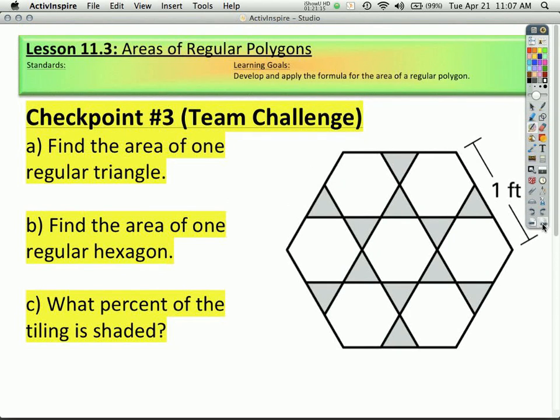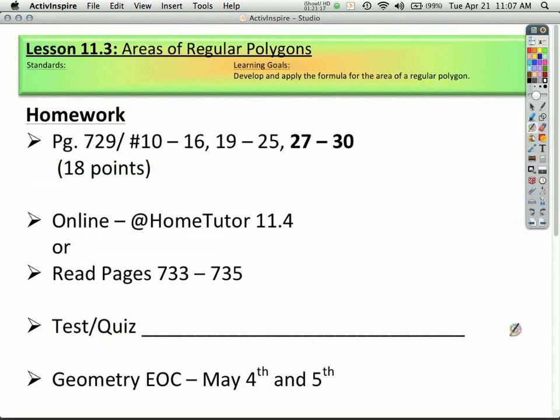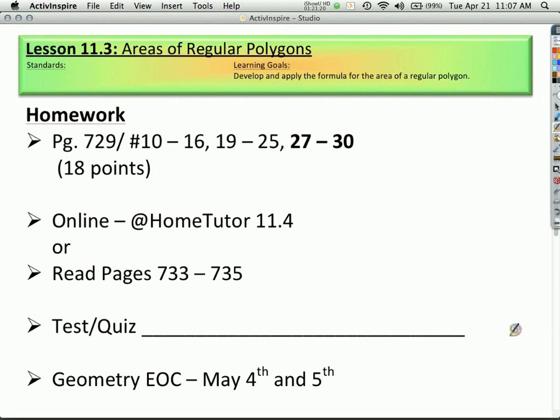So, let me get you your homework. Your homework is on page 729. Numbers 10 through 16, 19 through 25, and 27 through 30 you see in bold. That's where your extra effort is going to be. If you are finding that you are getting tired, because I see a lot of tired faces, then do the ones in bold first and work your way backwards.